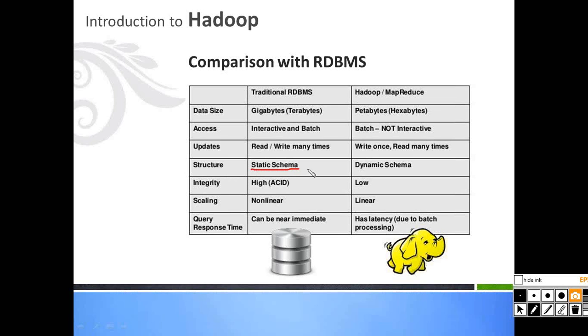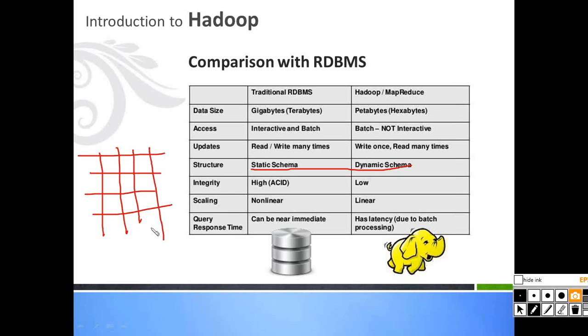Static schema: just take a look at the traditional tables here. You have rows and columns. For this table structure, you would have defined a schema, right? This is an integer, this is a string, this is a long, something like that. We have defined it, and indexes. So this definition is called a schema, the table structure. That is basically the schema of the table.